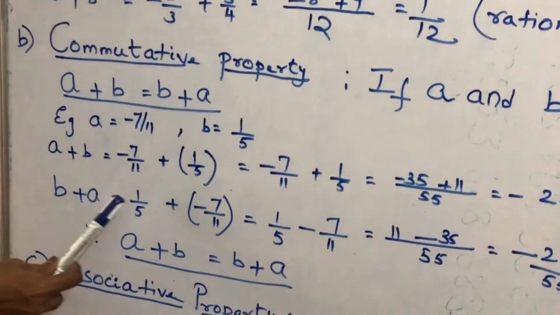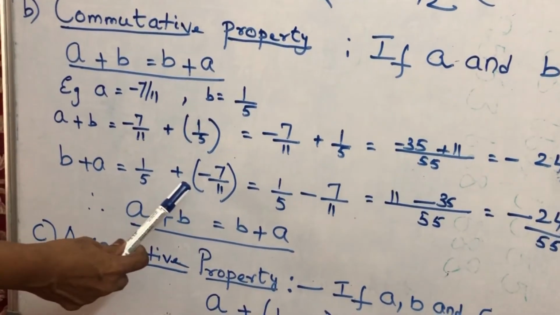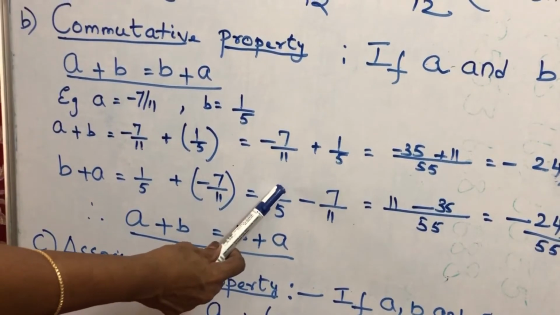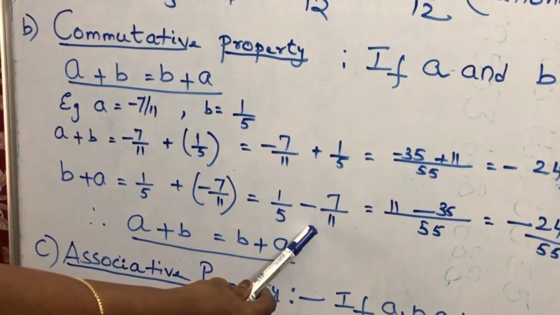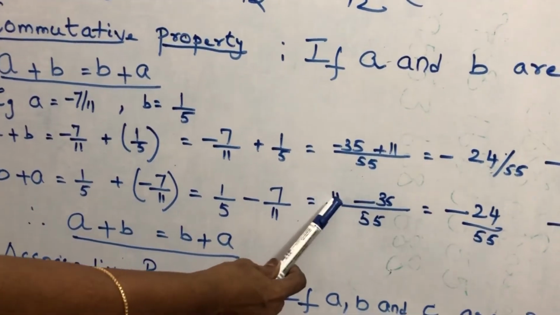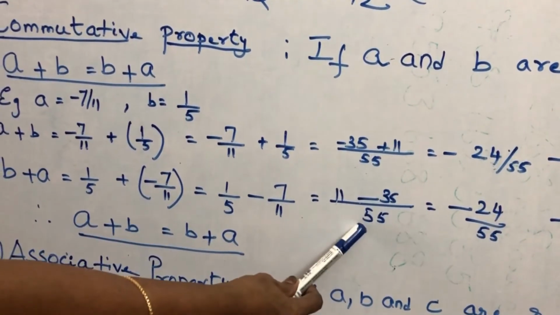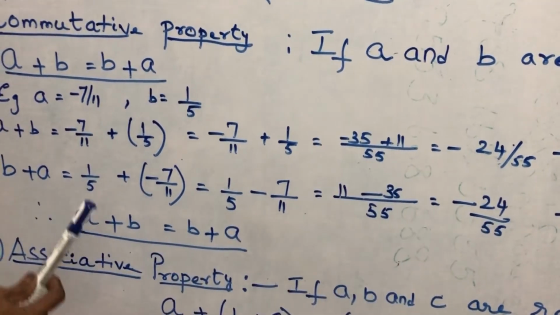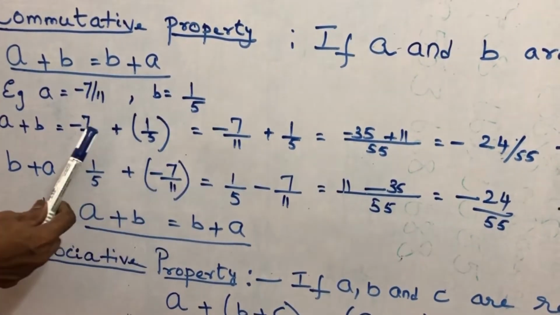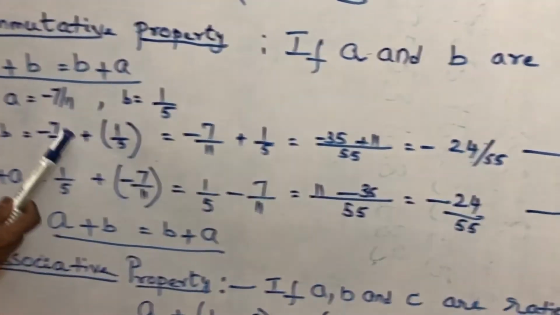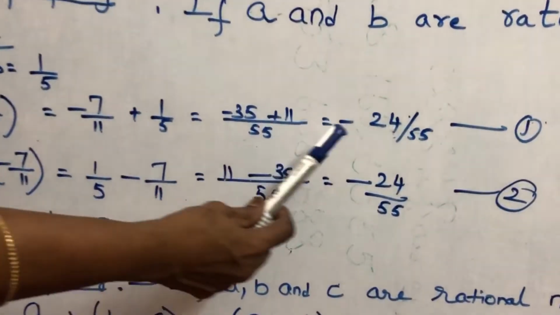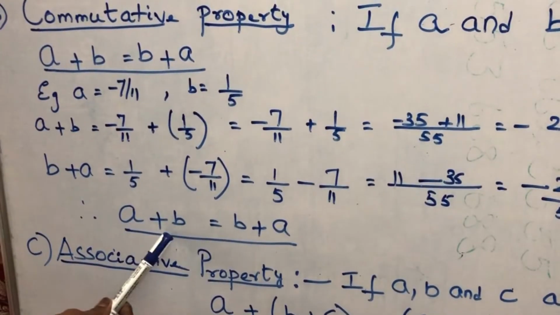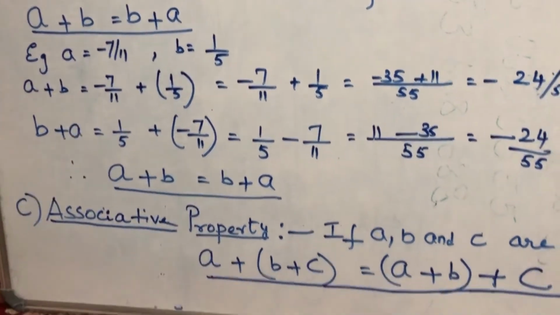b plus a. b is equal to 1 by 5. a is equal to minus 7 by 11. The sum 1 by 5 minus 7 by 11 is equal to 11 minus 35 by 55, which is equal to minus 24 by 55. From the two results, a plus b and b plus a are the same. Your answer is minus 24 by 55. Therefore, a plus b is equal to b plus a.